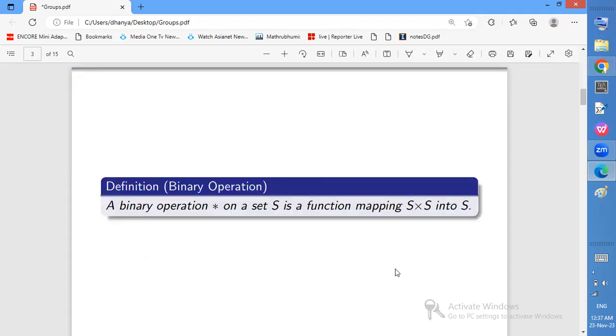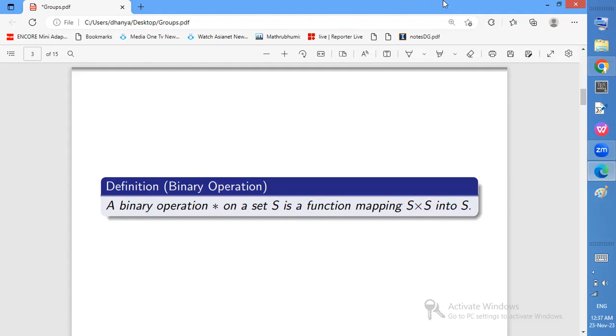So let us begin with the definition of a binary operation. Here is the definition. A binary operation star on a set S is a function mapping S cross S into S. So given a set S, a binary operation on that set S, usually denoted by the notation star, is actually a function from the set S cross S to S. You may already be familiar with sets and functions, I hope.